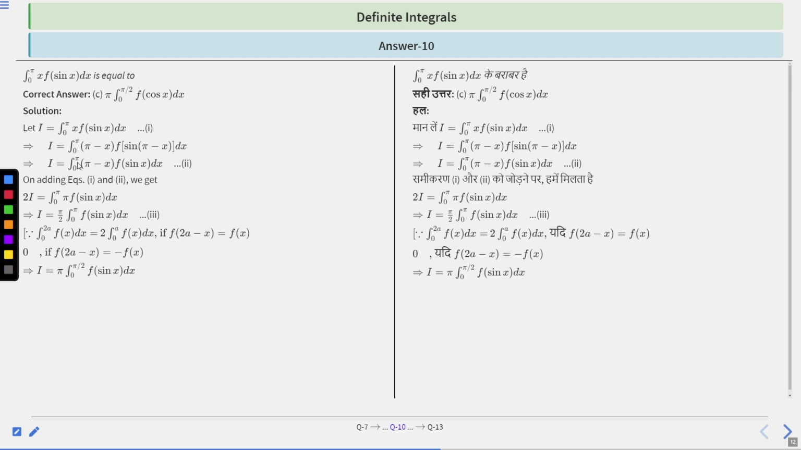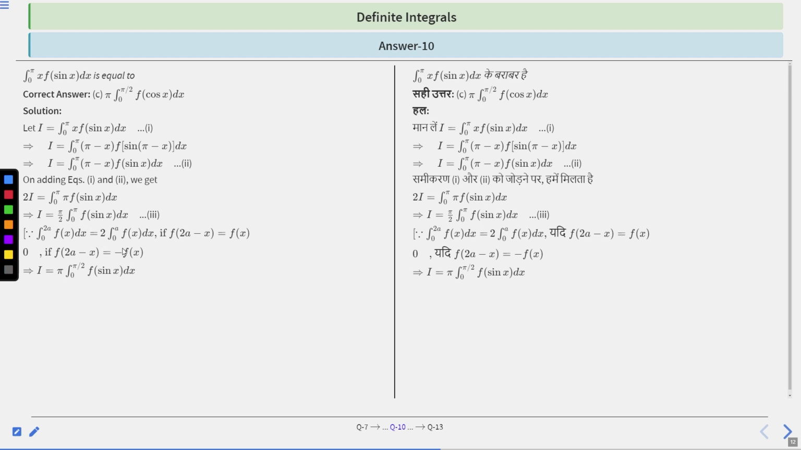Therefore, I is equal to integral from 0 to pi of (pi minus x) f of sin(pi minus x) dx. We know that sin(pi minus theta) is equal to sin theta. Therefore, I is equal to integral from 0 to pi of (pi minus x) f of sin x dx, equation 2. On adding equation 1 and 2, we get 2I is equal to integral from 0 to pi of pi times f of sin x dx. Therefore, I is equal to pi by 2 times integration of 0 to pi f of sin x dx.